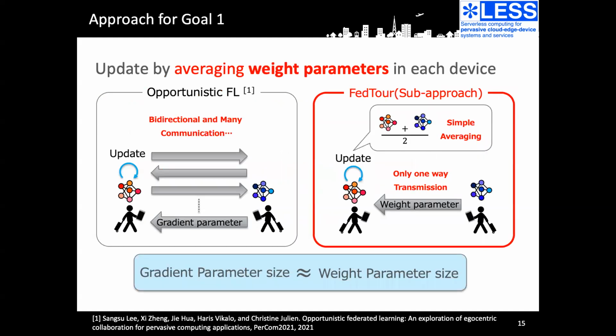In opportunistic federated learning, when two devices encounter each other, they communicate gradient data with the same size as the weight parameters in the model and update their model. They communicate each other's updates repeatedly, allowing for steady learning. However, this requires communicating multiple times, which consumes device power. In our approach for goal 1, suppressing communication between devices, each device only sends the weight parameters of its own model and updates the model through simple averaging. In this approach, a single exchange with a neighboring device is enough, so communication and updates can be reduced, saving power.